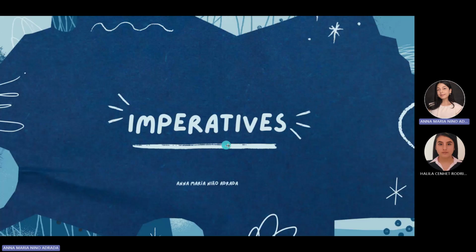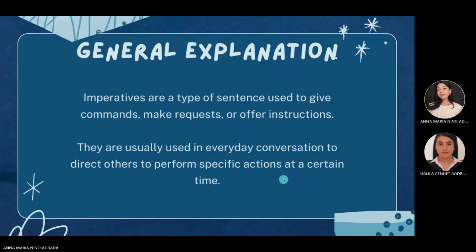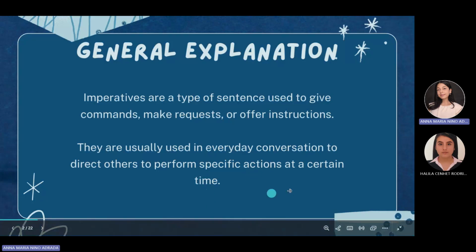So today we are going to be talking about imperatives in English. To give a very general explanation, imperatives are a type of sentence that we use to give commands, to make requests, or to offer instructions in English, and they are usually used in everyday or casual conversations to direct other people to perform specific actions at a certain time. Sometimes we don't say when we need it to happen, but in general, it's just something that we're asking someone else to do.